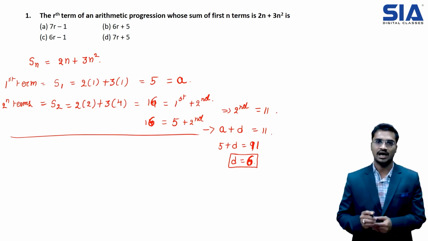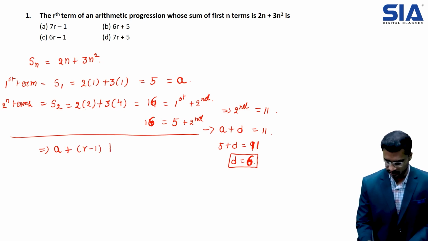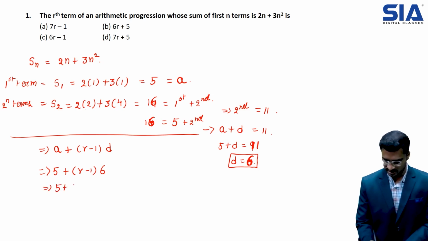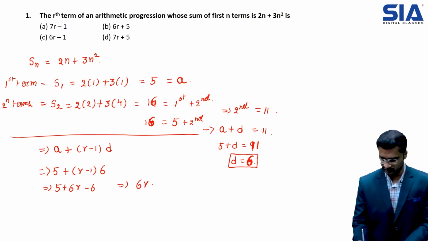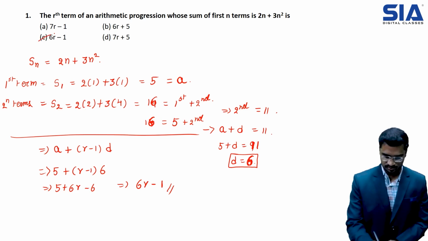We have to find the rth term. So we know that the rth term is nothing but a plus r minus 1 into d. So the a value here is 5 and the d value here is 6. So 5 plus 6r minus 6. So the rth term of this arithmetic progression is 6r minus 1. So our answer is option C.